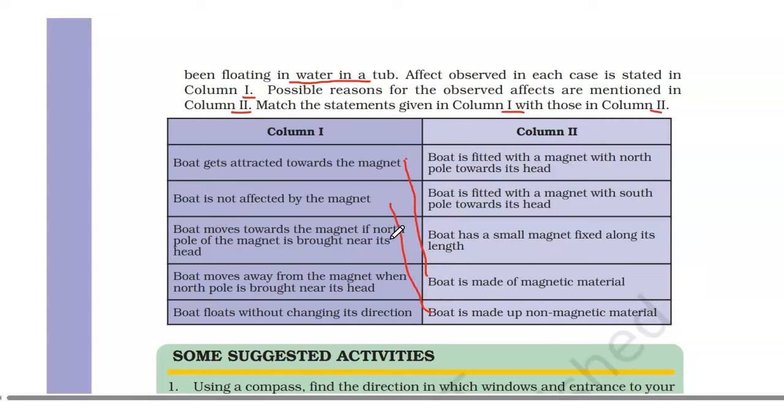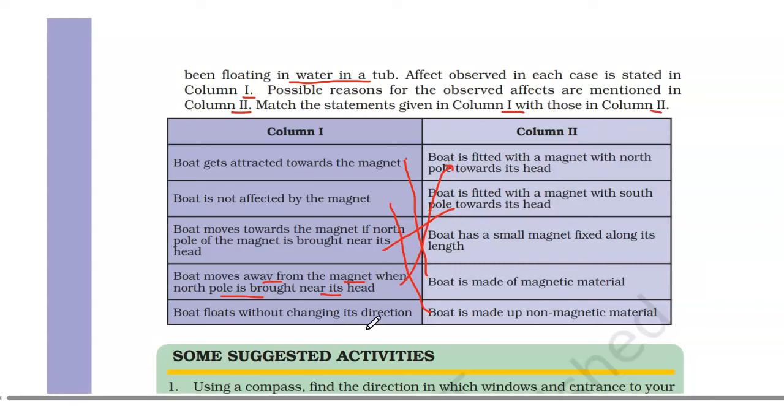Boat moves towards the magnet if the north pole of the magnet is brought near its head. And why would it happen so? If the boat is fitted with a magnet with the south pole towards it, then only the north pole will get attracted, right? So the answer to this will be this. The fourth, boat moves away from the magnet when the north pole is brought near its head. Okay, you're bringing the north pole and it is getting repelled, so it must be the boat is fitted with a magnet with the north pole towards its head. So this one, because like poles repel.